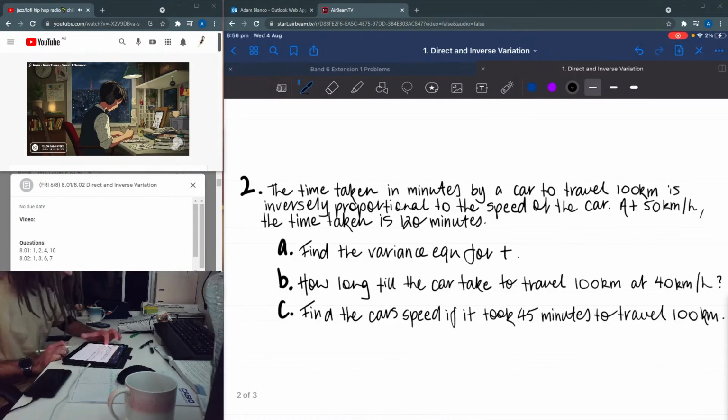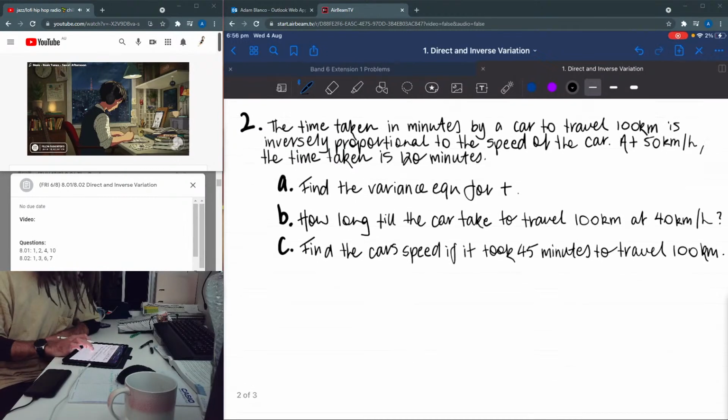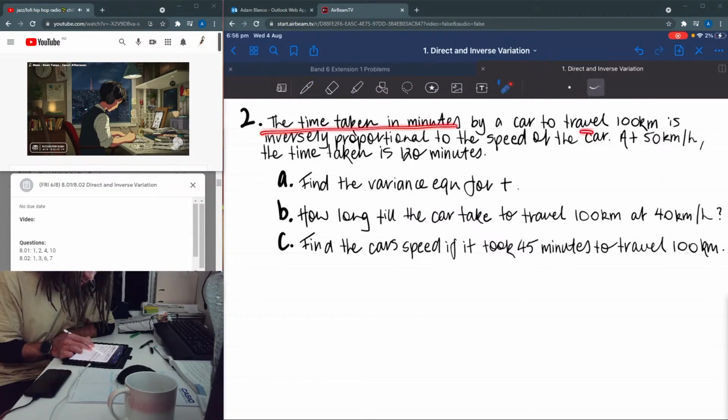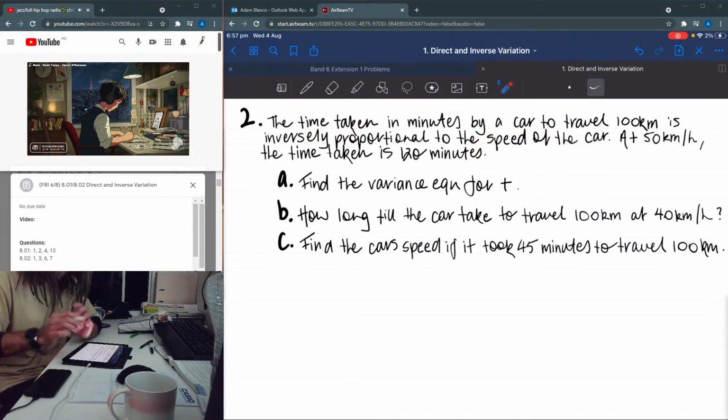And I'll show you a question. Again, I'm using cars, but I just want to show you that these questions are all exactly the same. The time taken in minutes by a car to travel 100 kilometers is inversely proportional to the speed of the car. So as one goes up, one has to go down. Think about the speed of the car: the faster I go, the less time it's going to take me to get 100 kilometers. So that's pretty much what that's saying, and they're inverse. The higher the speed, the less the time. The lower the speed, the more the time. So they're inverse.